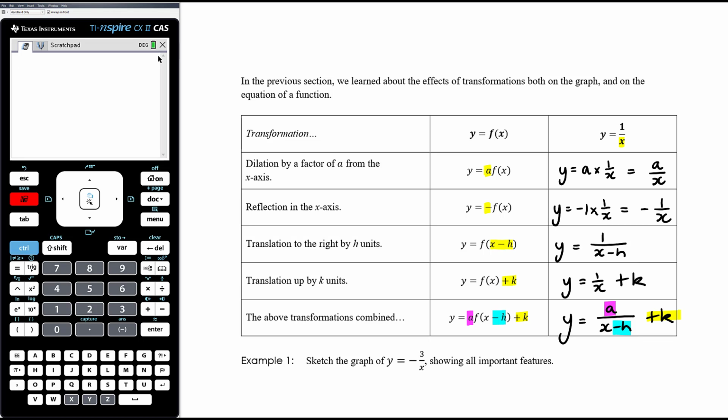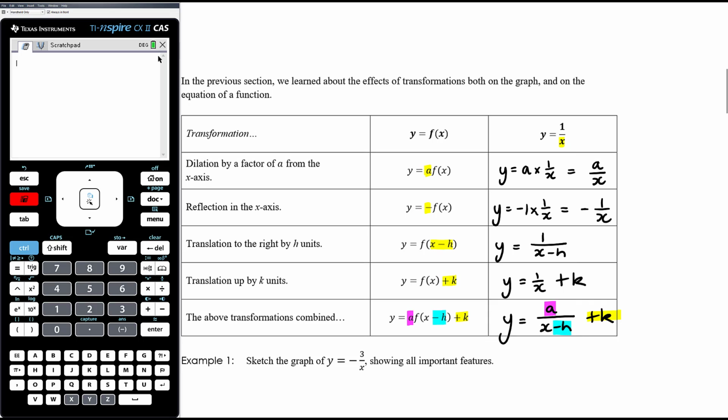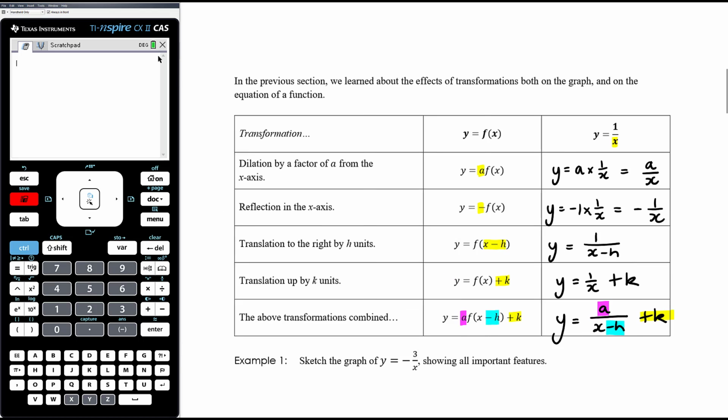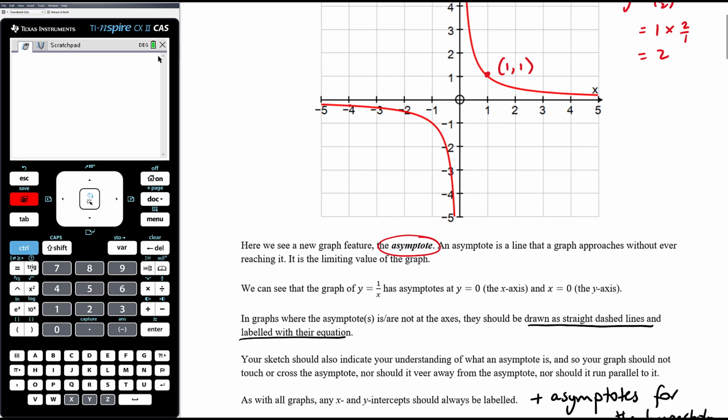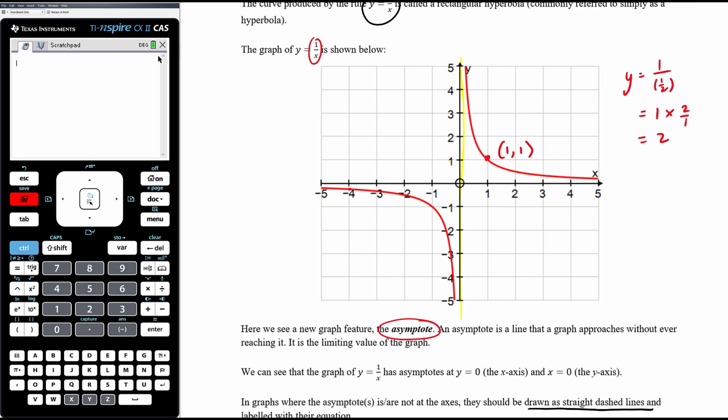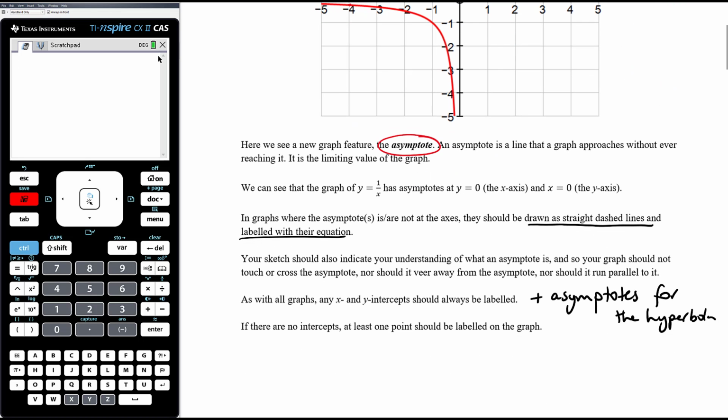The key thing to note here is the two most important transformations to think about first are going to be the translation to the right, because if you take this shape and translate it to the right, this asymptote that's here is going to move somewhere over here to the right. Okay, and so you're actually going to change your vertical asymptote when you translate the graph left or right. Your horizontal asymptote will change when you translate the graph up or down. Okay, and as I said, the minute it's not the x-axis, we want a straight dashed line labelled with equation.